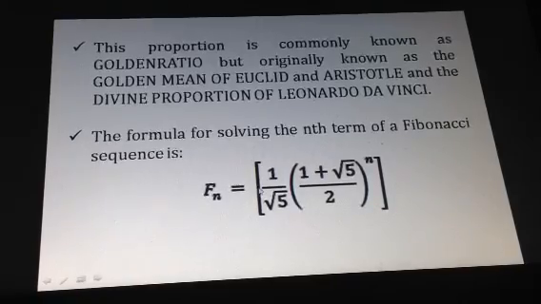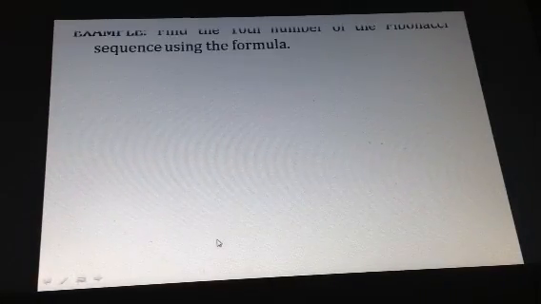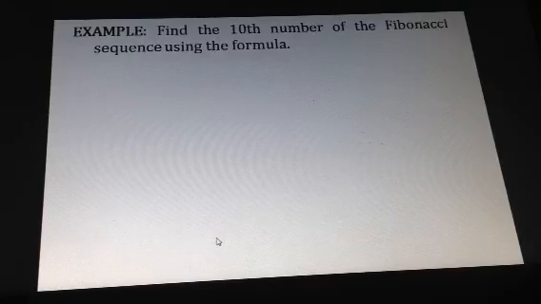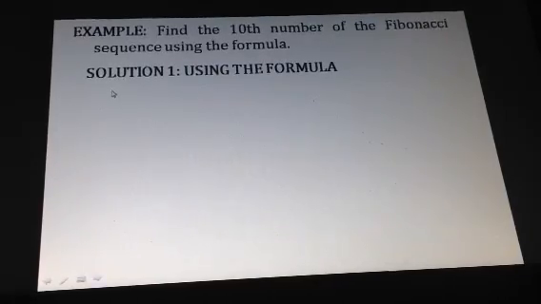So, ang papalitan mo lang diyan kapag kukuha ka ng value or kukuhanin mo yung nth term ng Fibonacci sequence ay yung letter n. Yun lang ang papalitan. So, for example, find the 10th number of the Fibonacci sequence using the formula. So, solution, meron tayong dalawang solution using the formula, and the other one is using the table.